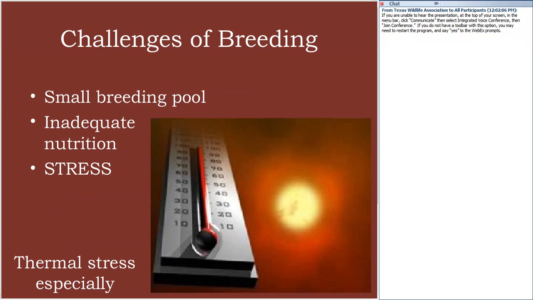Now, probably the biggest challenge to the process of breeding for quail is going to be stress. And in Texas, thermal stress is an especially large concern. It's thought that what happens here is that those stressors can interfere with the pathway of hormones that brings the birds into breeding condition. And so if they're not getting those hormonal cues, then they're not inclined to attempt to breed. And if that's not happening, then reproduction is being interfered with.